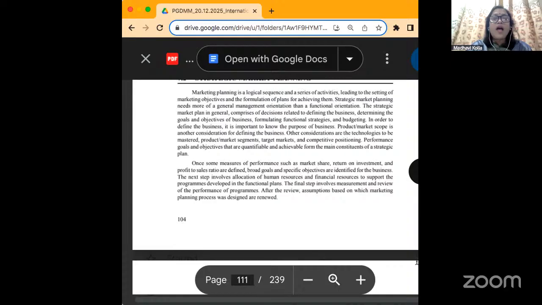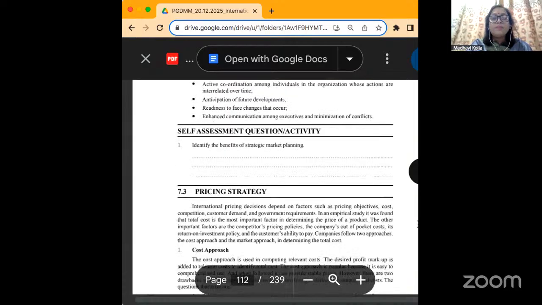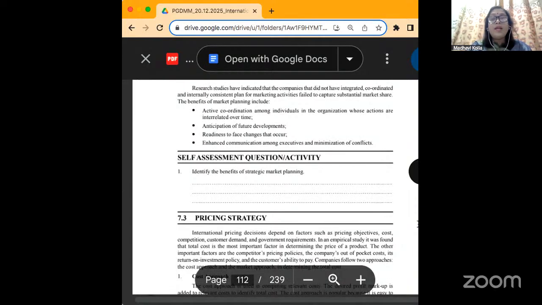So each of the activities is a function by itself. When we say marketing planning is a series of activities, we mean it is a series of different functions all brought together for a specific purpose, that is the company's long-term objective and growth. Research studies have indicated that companies that do not have an integrated, coordinated, and internally consistent plan for marketing activities generally fail to capture substantial market share because they are not looking at the big picture.